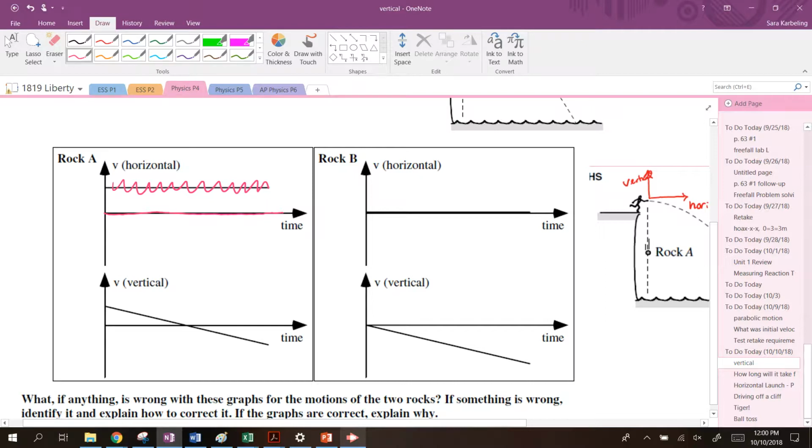So what's that graph going to look like? Is it going to look like this? No. It's going to start at the x-axis, and then what's it going to do? It's going to go down. Does that make sense? Absolutely. Nice job. So it's going to start at the x-axis, and it's going to go down in a straight line, constant slope.